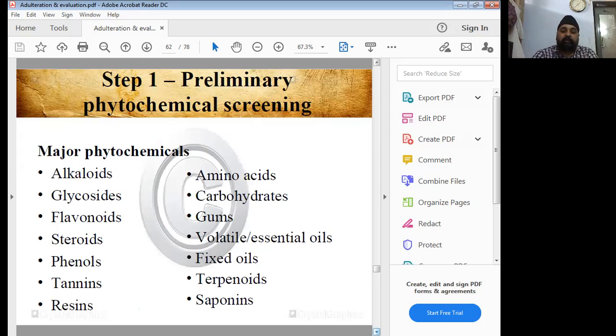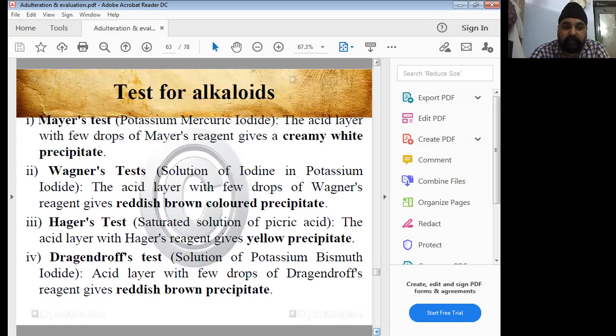Now, preliminary phytochemical screening can be done for various types of drugs like alkaloids, glycosides, flavonoids. A number of tests are available. Mayer's test is done for alkaloids, in which adding Mayer's reagent forms a creamy white precipitate. Then Wagner's test can be done. Here Wagner's reagent is used.